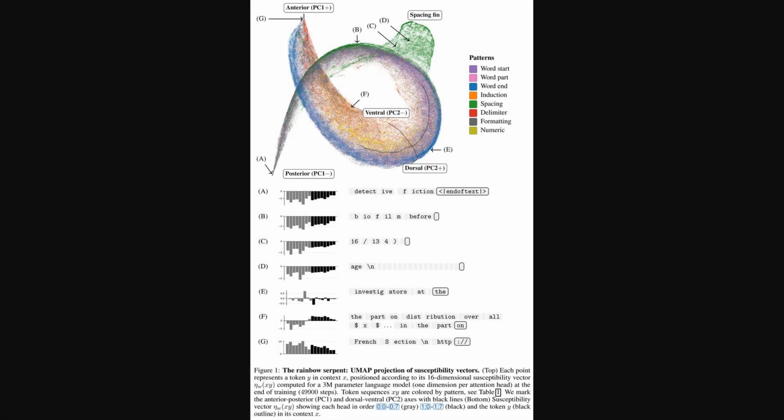Alright, and here it is, the rainbow serpent visualization that got the researchers so excited. This top image is a UMAP projection, which is a technique that takes the complex 16-dimensional susceptibility data for each token and flattens it into a 2D plot we can actually see. Each point is a token, colored by its function. You can see this long, serpent-like shape, and right up here is that newly discovered spacing fin, a whole cluster dedicated to handling spaces and new lines, which is a fantastic find.